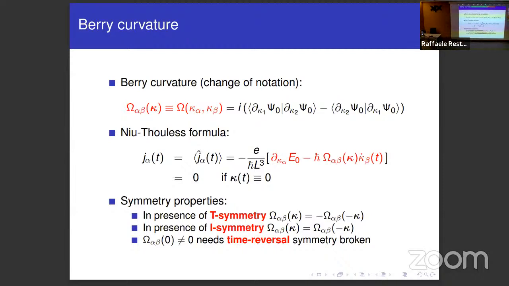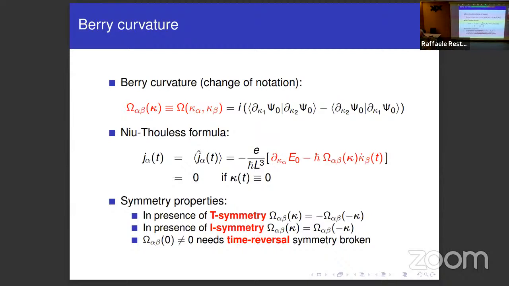The Thouless formula says that the macroscopic current density is the expectation value of the current density operator over the time-dependent ground state, slowly varying. This is the formula which you've seen several times. And of course, if there is no perturbation, this is zero. So I want to look at how this changes when I perturb the Hamiltonian with the K.